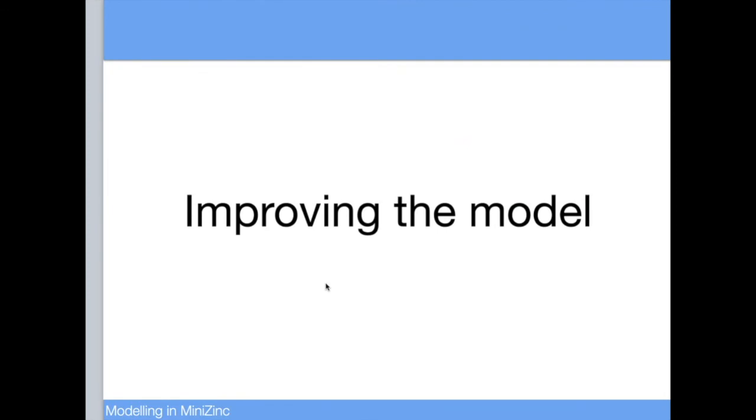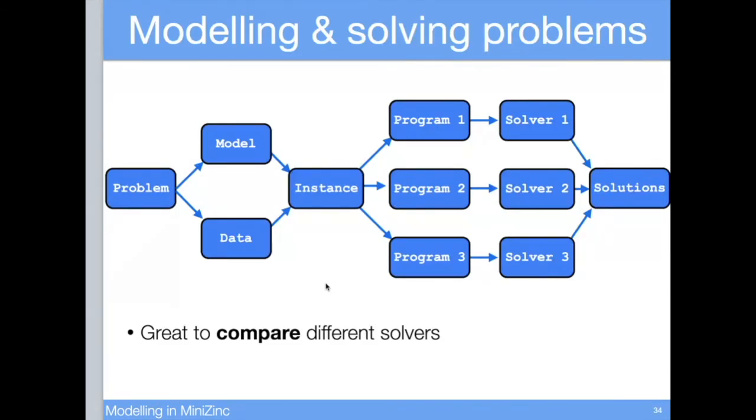Okay, so we want to be able to improve our model. This is one of the reasons that we want to think about using a solver-independent modeling language like MiniZinc. When we've got our problem, we build a model of it, and then we'll have some data. Those together combine to give us what we call a problem instance, like n equals 5 for n queens. We can use MiniZinc to generate a program which we can give to a solver to generate solutions. We can also use it to generate a different program for a different solver. So this means it's very easy to compare different solvers.